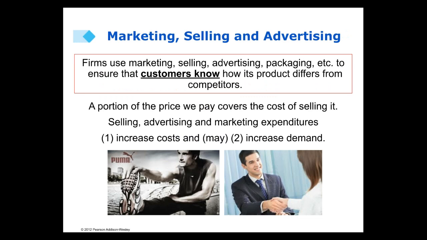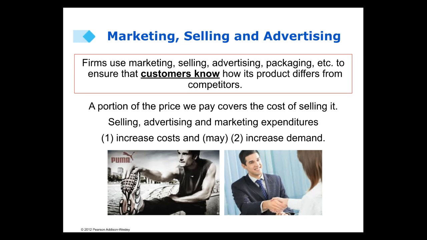Now, there was a time when many economists would question the value of things such as marketing and selling and advertising. It was thought to be superfluous, and maybe these were costs that weren't really justified or necessary. But when we understand imperfect competition and the fact that firms are selling differentiated products, things like marketing and selling and advertising make more sense to us. Firms use marketing and packaging and advertising and selling to ensure customers know how their product is different from competitors. Now, a portion of the price we pay covers this fact.